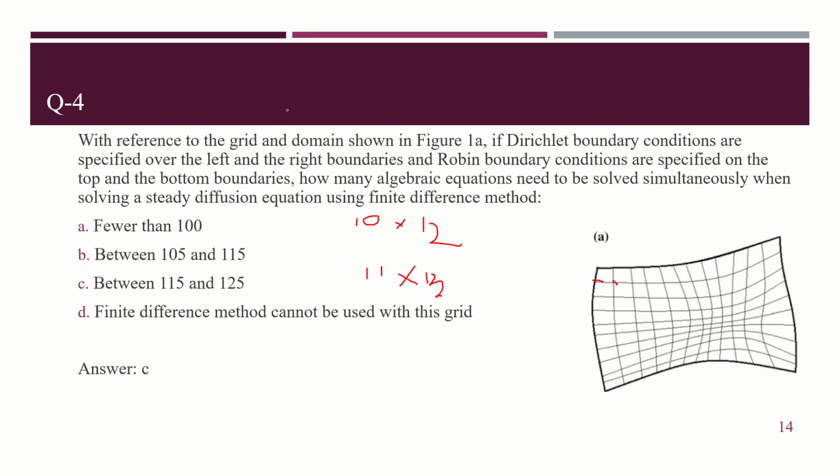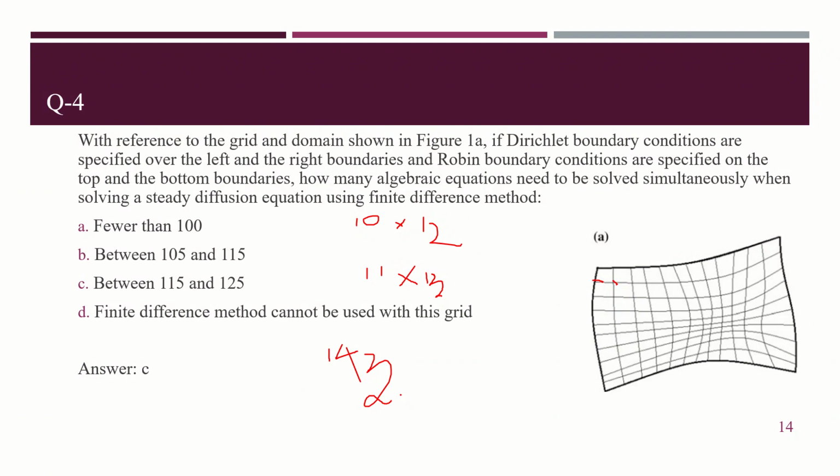What is asked in the question: if Dirichlet boundary conditions are specified over the left and right boundaries and Robin boundary conditions are specified on the top and bottom boundaries, how many algebraic equations do we need to solve? So here we have 143, the total number of equations.